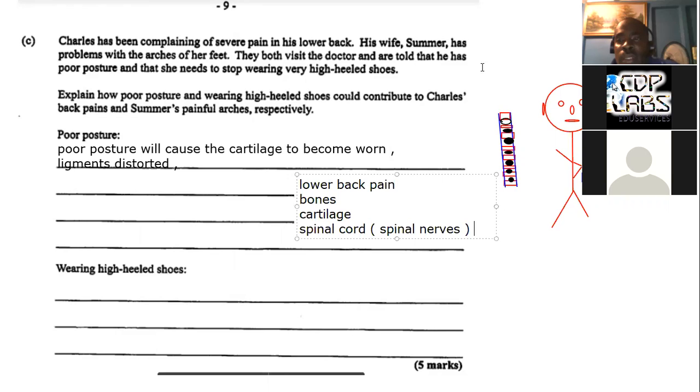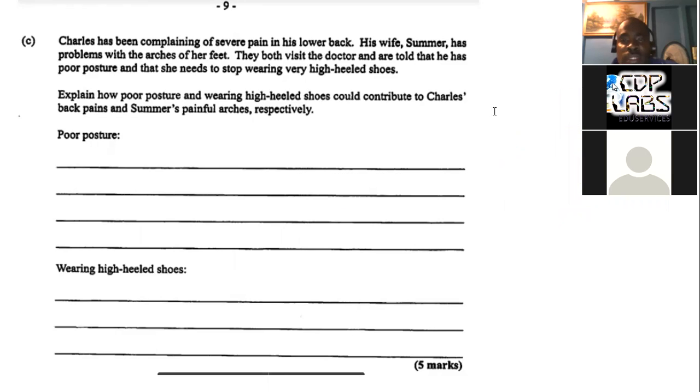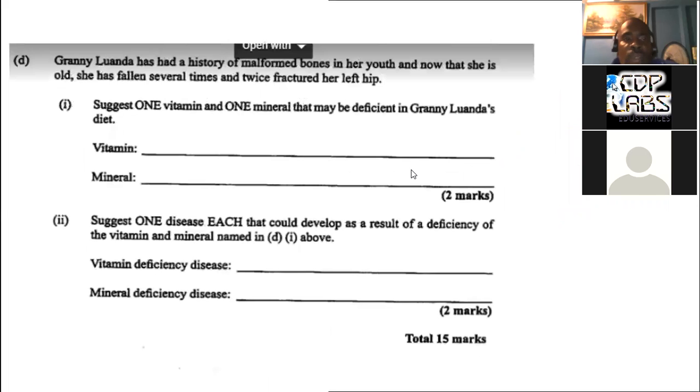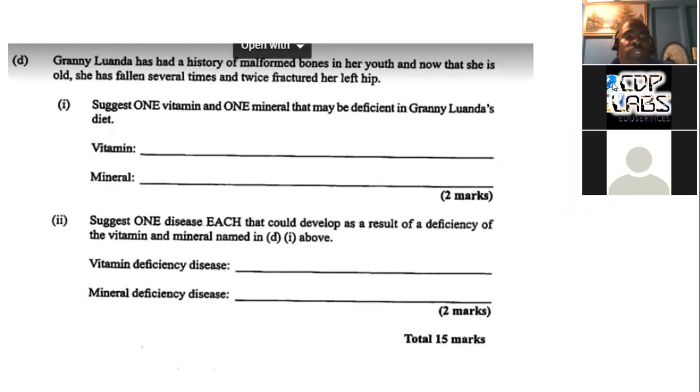Let me see if there's anything more after this. Oh, all right. So when you log in for the last time, we'll also do the last two questions, and I will do it for homework. So log back in so you can write this down for your homework. All right.